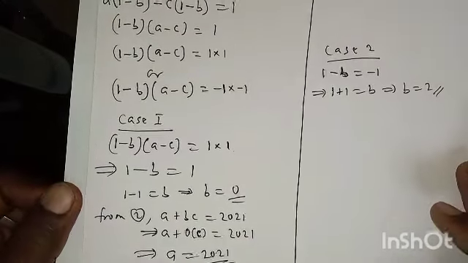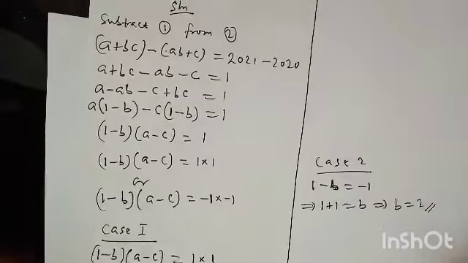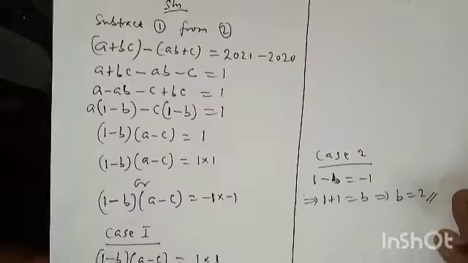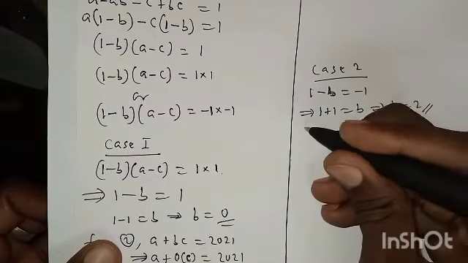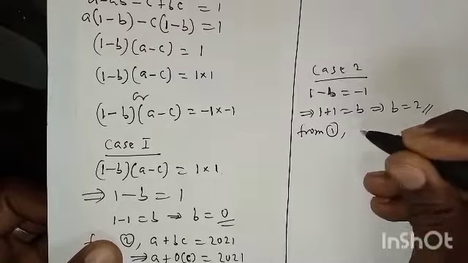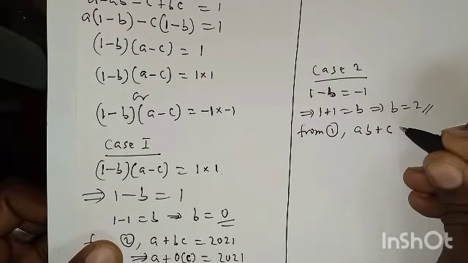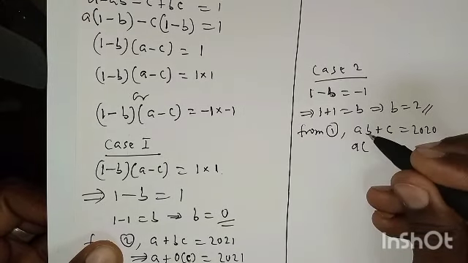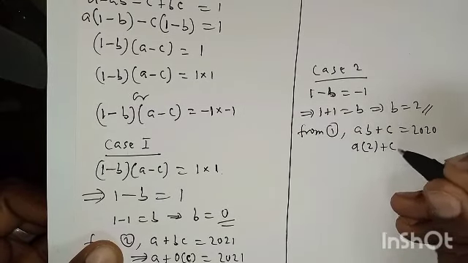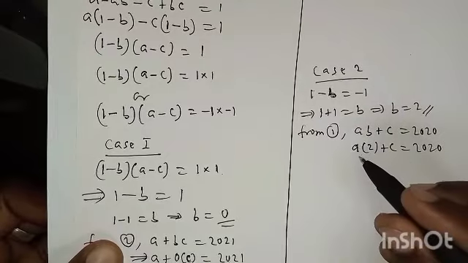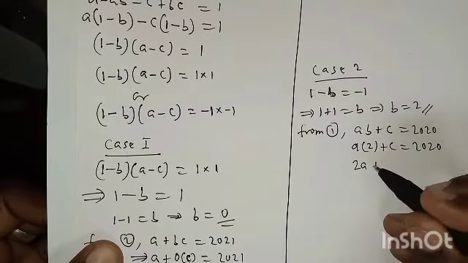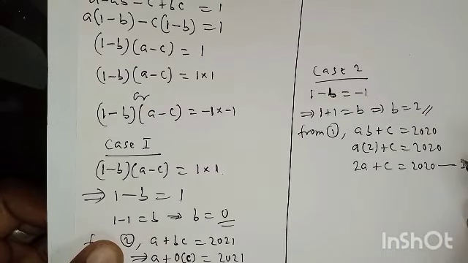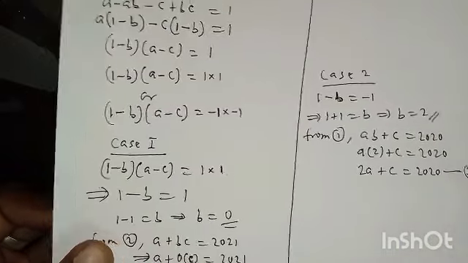So now we go back to equation number 1. Equation number 1 says ab plus c is 2020. So from equation 1, we know that ab plus c equals 2020. So we have a times b, which is 2, plus c equals 2020. So a times 2, we have 2a plus c equals 2020. And of course, this is a new equation. We can give it a name, equation number 3.